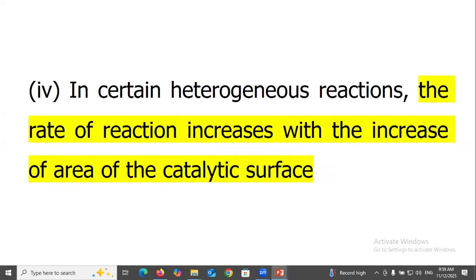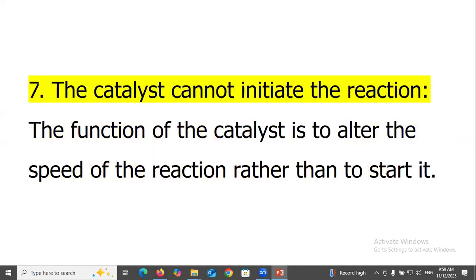In certain heterogeneous reactions, the rate of reaction increases with the increase of area of the catalytic surface. The catalyst cannot initiate the reaction. The function of the catalyst is to alter the speed of reaction rather than to start it.